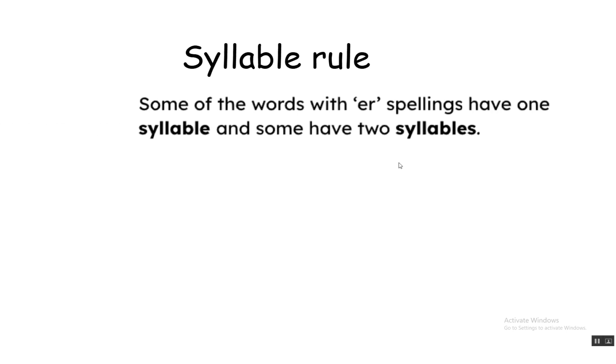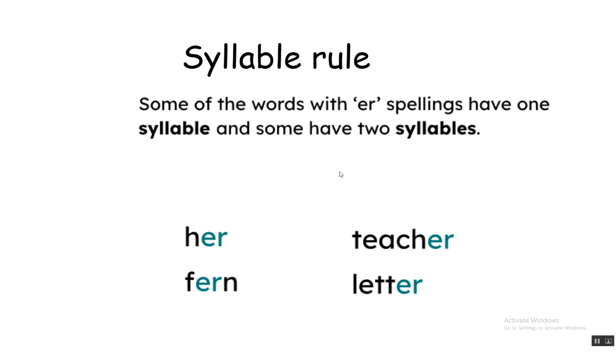Syllables. Some of the words with ER spellings have one syllable, some have two syllables. Her. One syllable. Fern. One syllable. Teacher. Two syllables. Usually tell the vowel patterns. Letter. Two vowel patterns, two syllables.